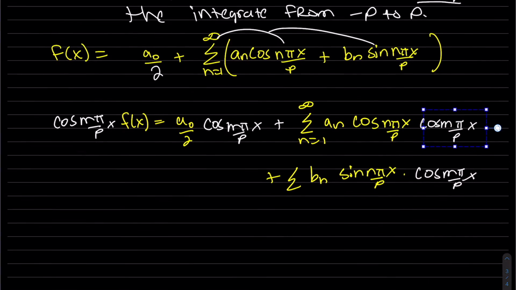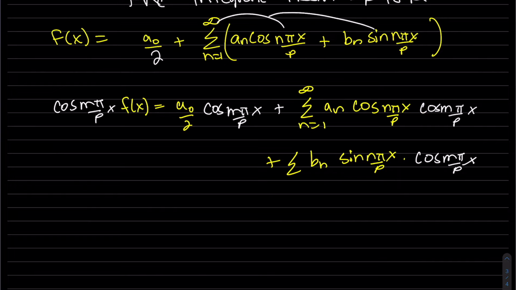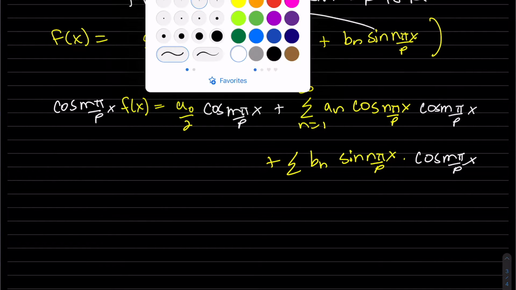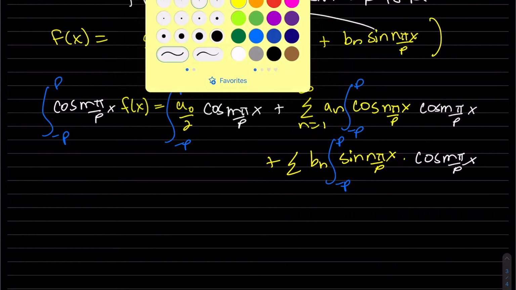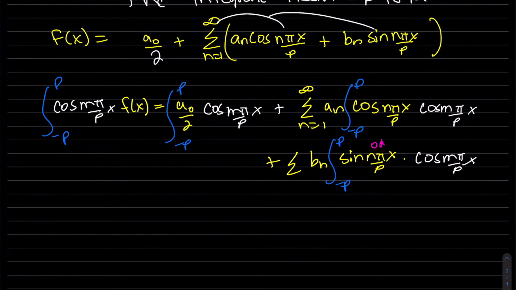Okay, so I just multiplied every term by the cosine. And now I'm going to integrate it from minus p to p. Constant can go in the front. And let's look at our odd and even functions. This is odd, this is even. So this whole thing's going to be 0.